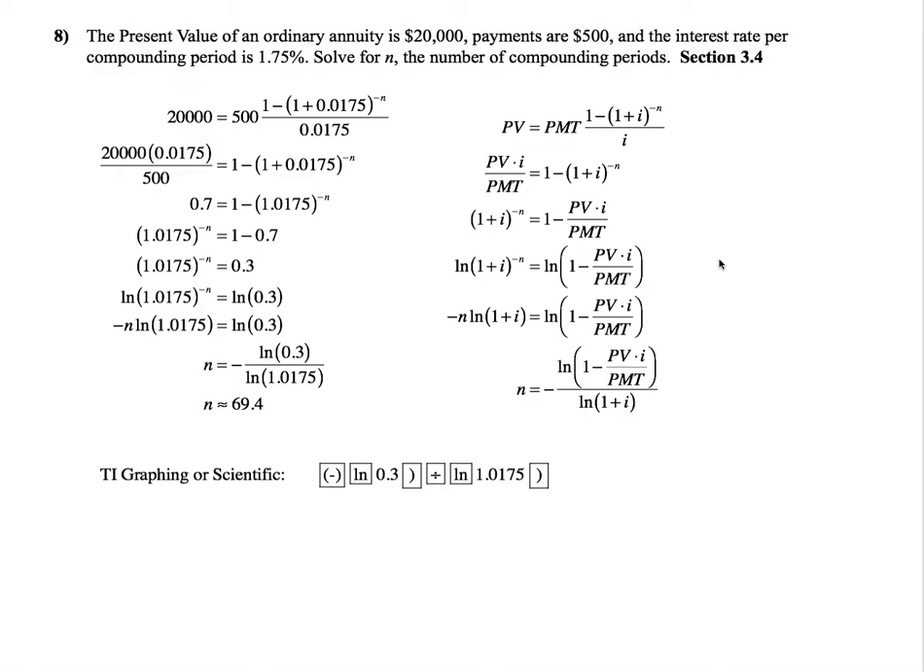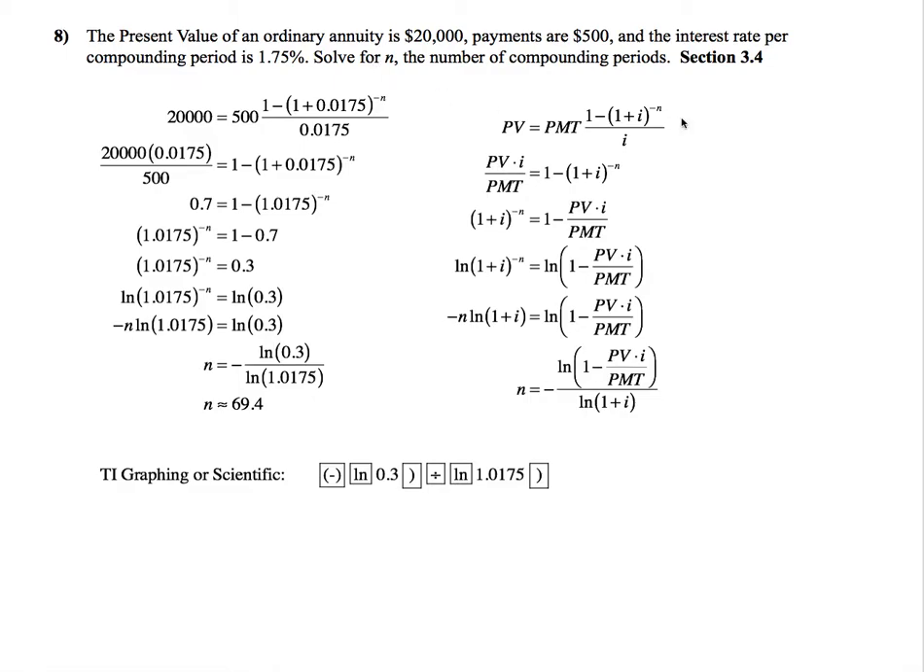There's not much of a problem with calculator entry, data entry. Your main challenge is algebraic here, and so in this question we have the present value of an ordinary annuity at $20,000, and we have payments of $500, and the interest rate per compounding period is 1.75%. So that's the I. We're already given the I, and we're asked to find n, the number of compounding periods.